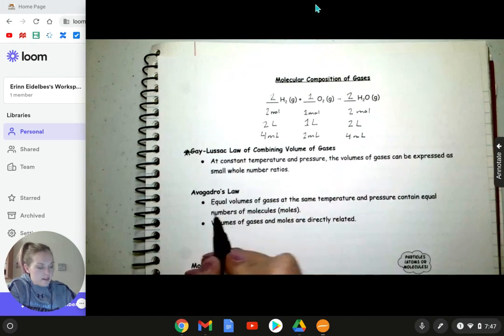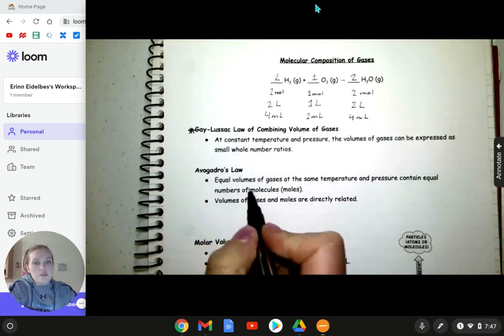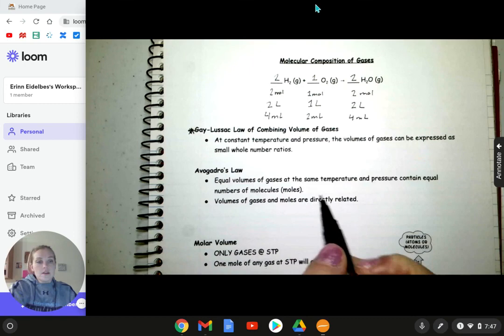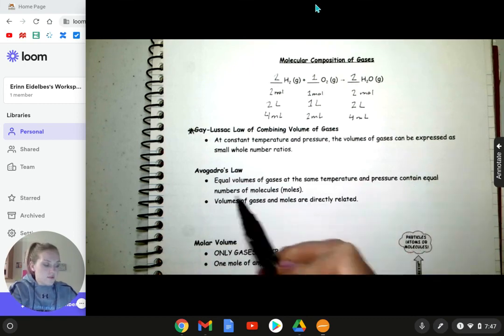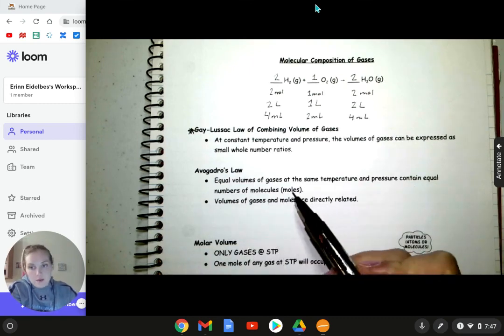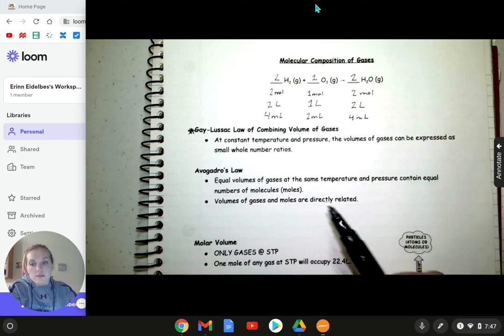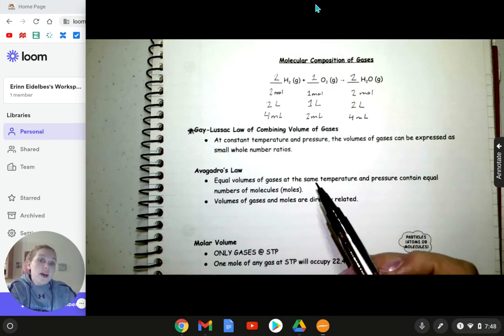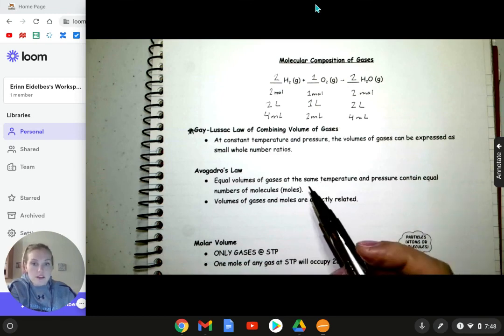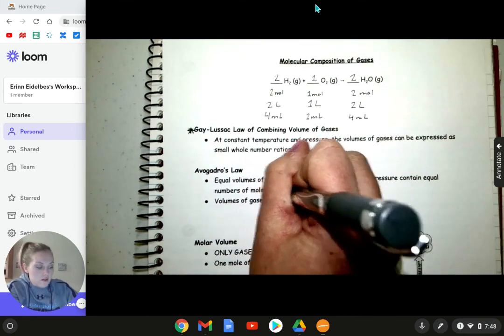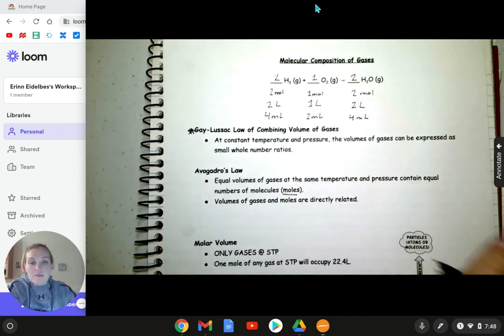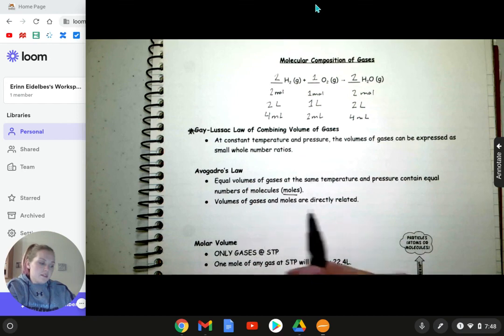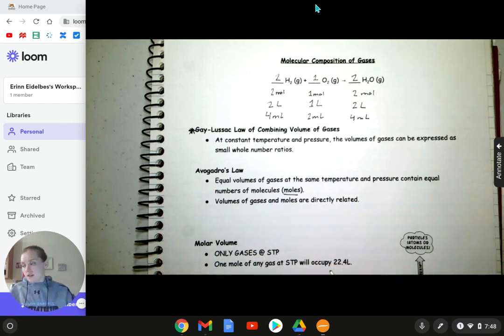Avogadro's law, our next one, is where equal volumes of gases at the same temperature and pressure contain equal number of molecules. We know that 1 mole equals 6.02 times 10 to the 23rd. If we have 2 gases with 6.02 times 10 to the 23rd, we have moles. So if we have the same number of molecules, formula units, atoms, we would have the same number of moles. That's because the volumes of gases and moles are going to be directly related.